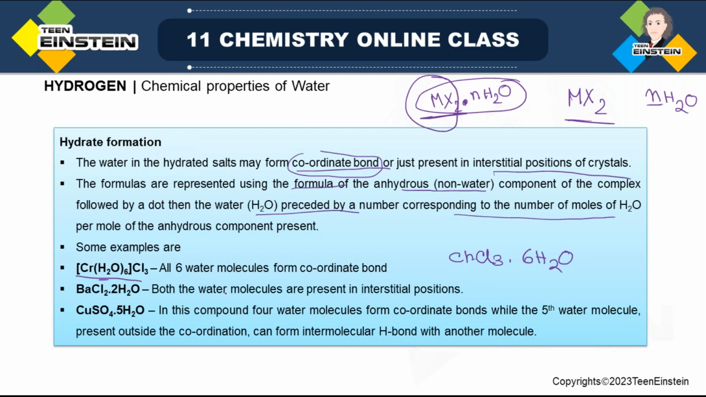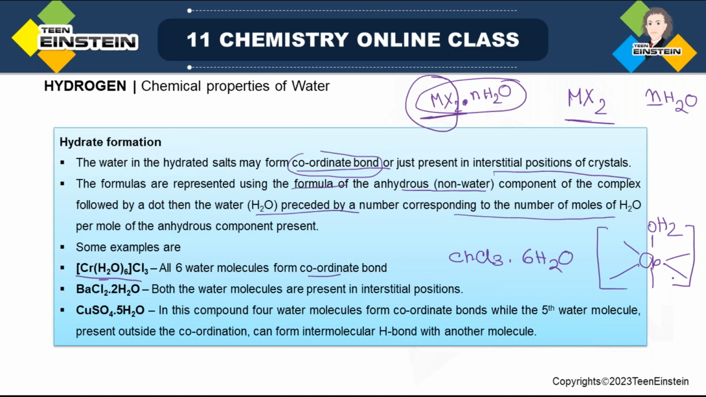Why? Because here the 6 water molecules are forming coordinate bonds. So they are attached to chromium by this type of coordinate bond. Total 6. So what is a coordination compound? What is a coordinate bond? There is a separate chapter for this in class 12. But this is actually the structure.